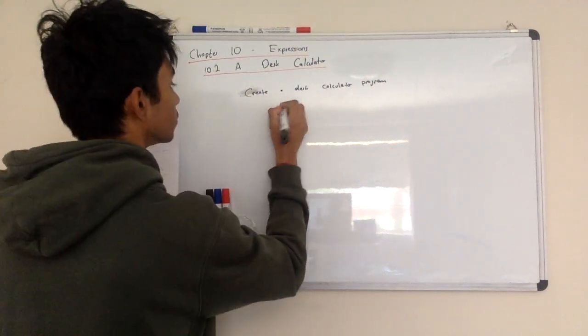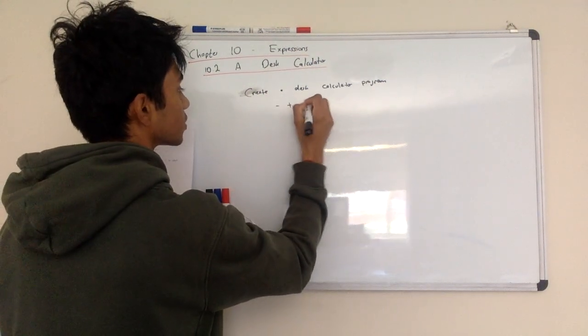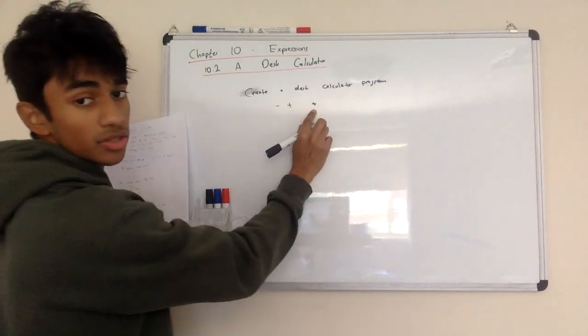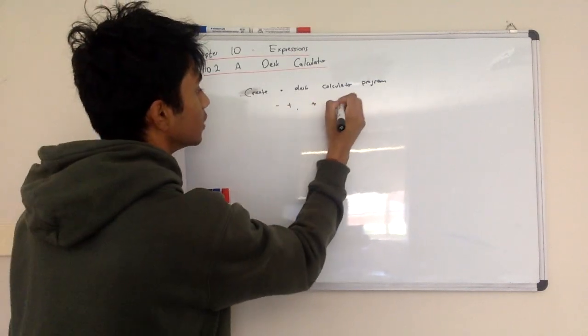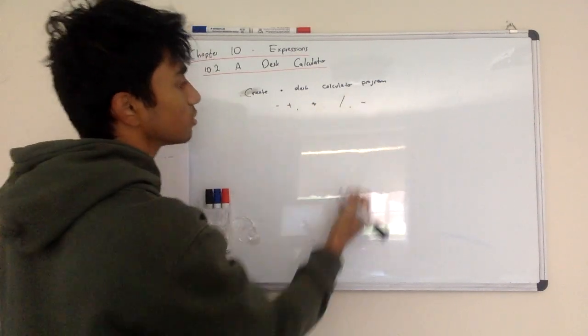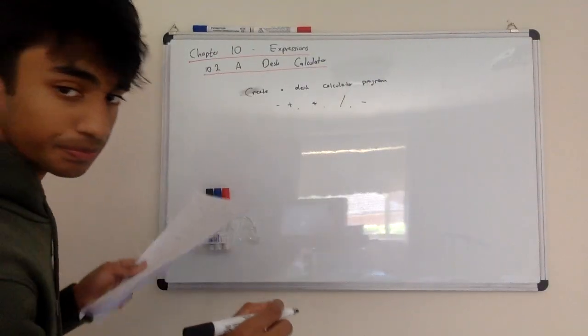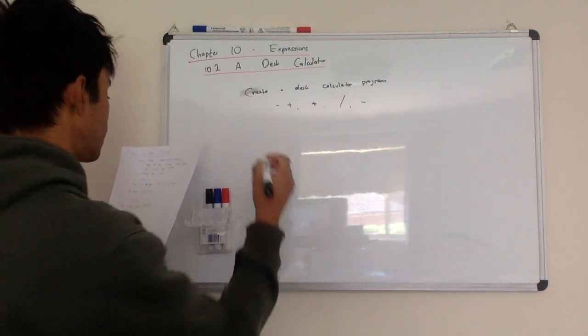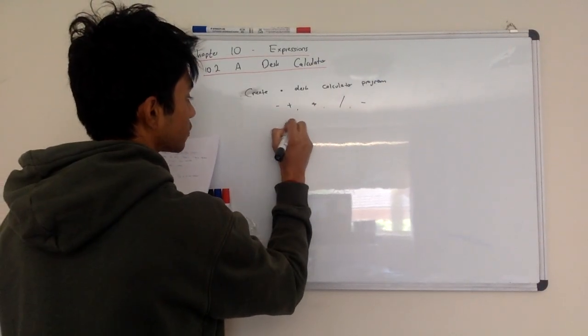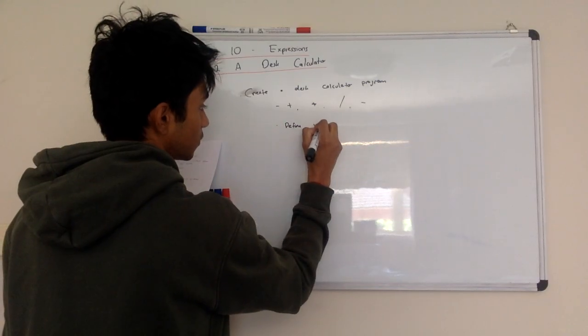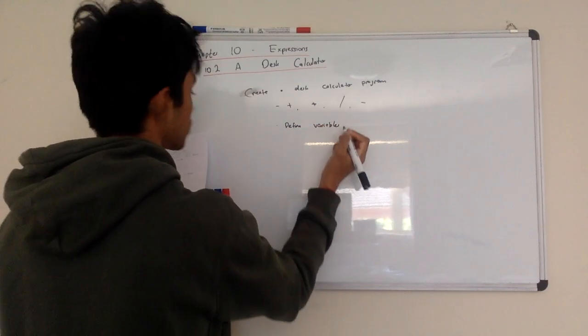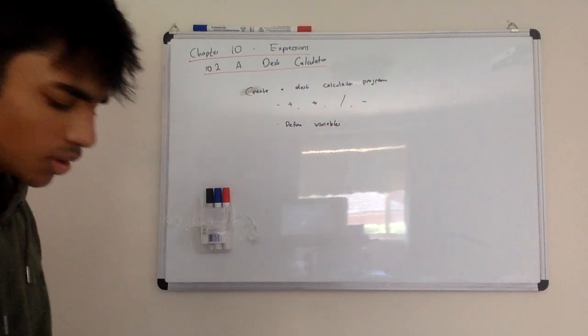So we have plus, times, the asterisk is times, division, the slash, and subtraction, the minus sign. The four operators should be available, and we should also be able to define variables. And then the question is, what is the point?